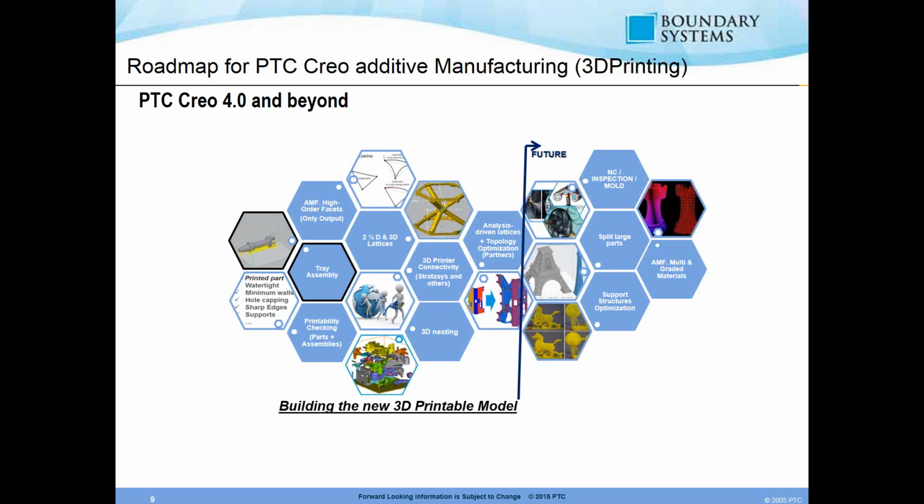So, some forward thinking here. They're going to move into NC inspection and mold, some splitting of large parts and the capabilities to do so within the 3D printing software capabilities. Again, the AMF software, multi-graded materials capabilities, and supporting structure optimization moving forward as well. It's pretty exciting stuff that they've got coming.